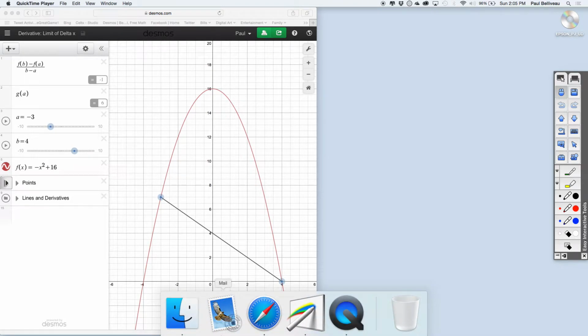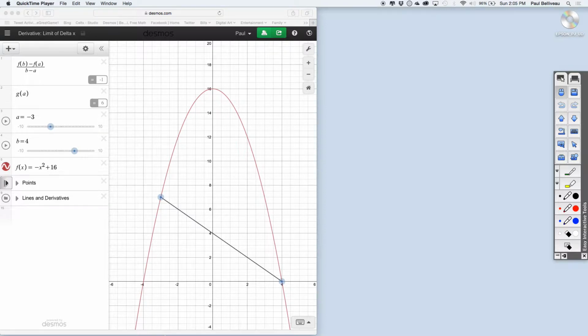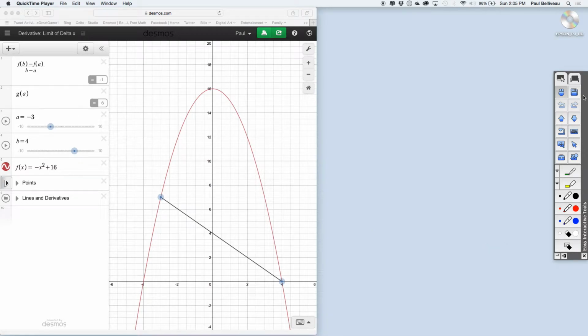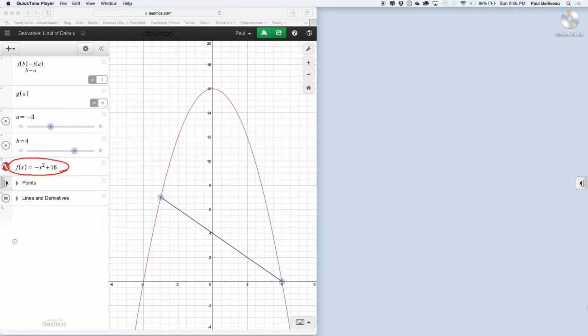Okay, I now want to talk about what happens when we look at the difference between average and instantaneous rate as a limit, okay? So what we have here, we're looking at a function. The function is y equals negative x squared plus 16. It is an upside down parabola with a y-intercept of 16. And I've selected 2 points, a equals negative 3 and b equals 4. Those are both x coordinates, all right?